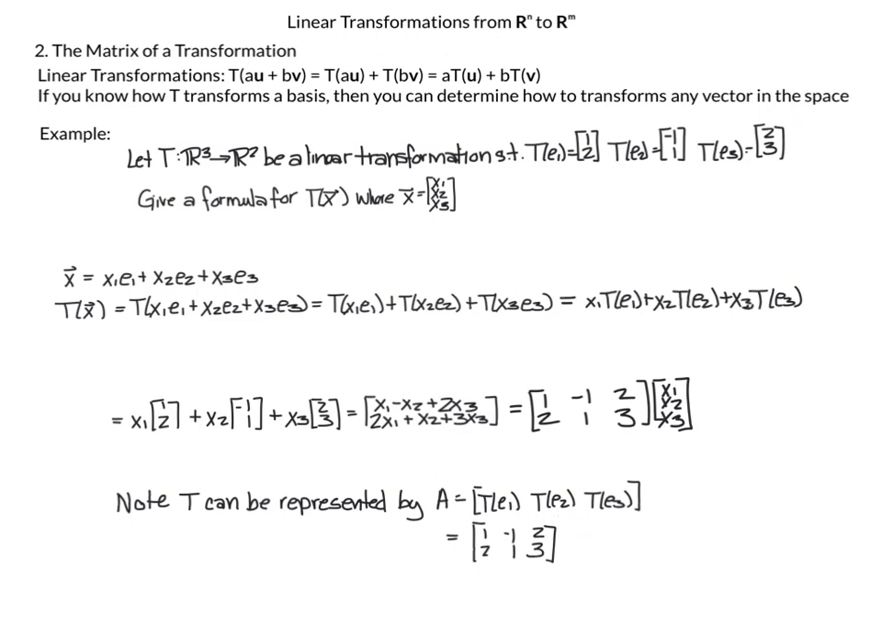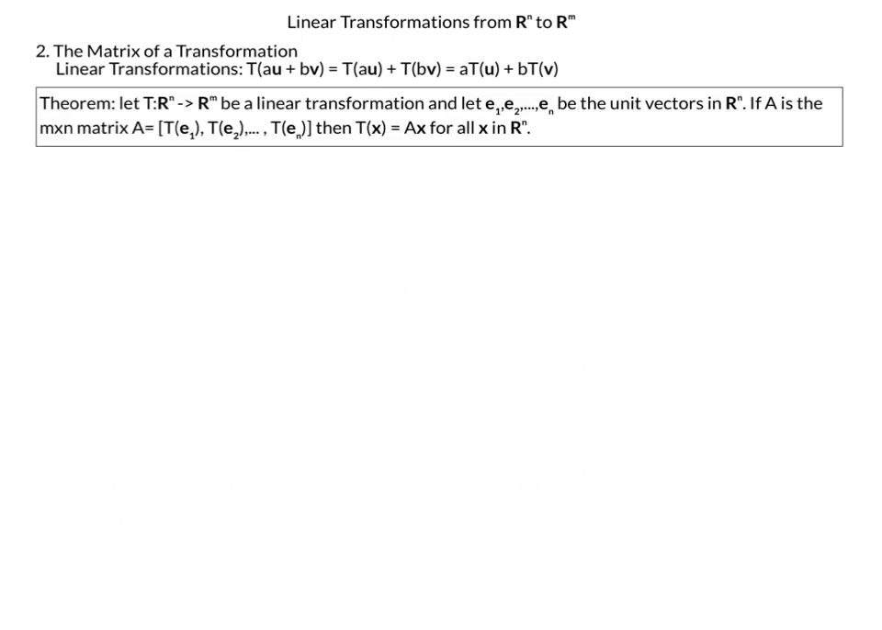So again, summarizing that, once you know how the transformation acts on a basis, you know how it acts on any vector x, and you can find the matrix just by simply taking the transformation on your bases and forming a matrix. And what we just did is encapsulated in this theorem.